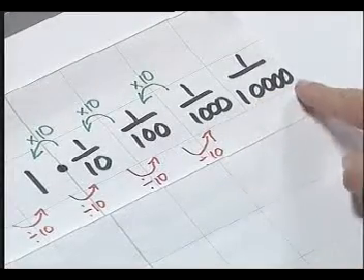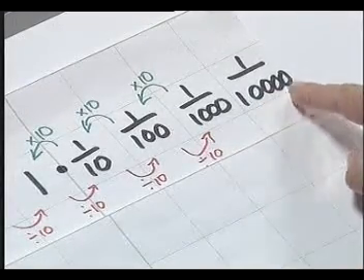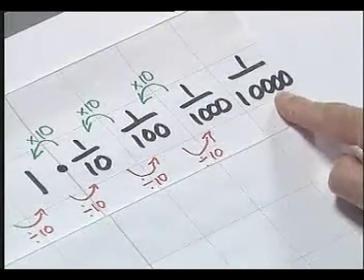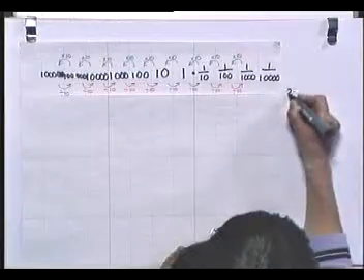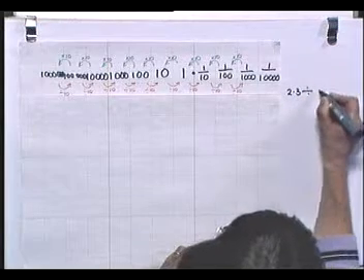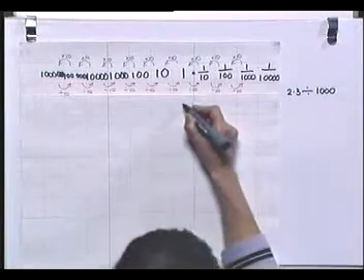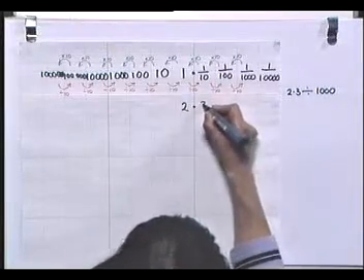Now, I've put on a new sheet of paper to do some more examples, and you'll also see that I've added one more column heading here, 1 over 10,000, 1/10,000th, and that's because I'm going to need it for the next example. So let's have a look at 2.3 divided by 1,000. So let's put 2.3 on our chart, and we're going to divide it by 1,000.